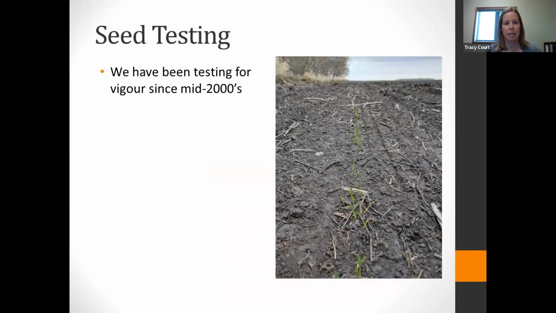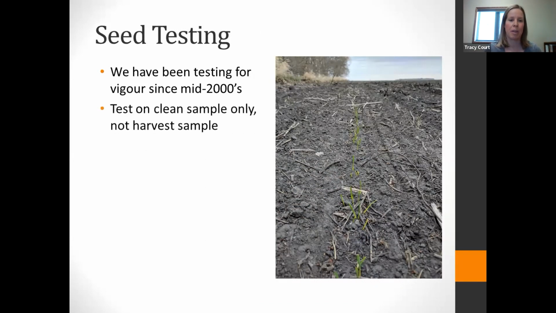With respect to Vigour testing, I estimate that we've been testing for Vigour since about the mid-2000s. Unfortunately, I don't have very good records going back before then, but I suspect it's been at least 20 years of Vigour testing on our farm.